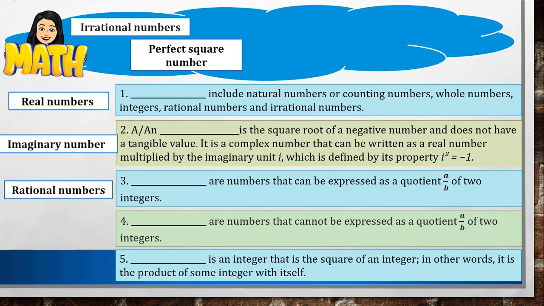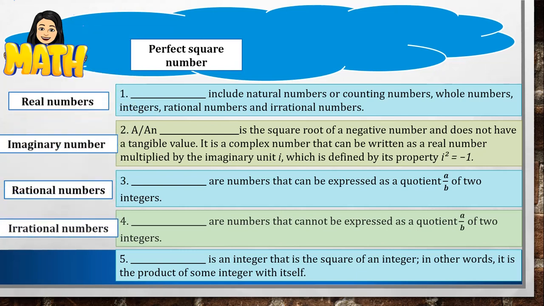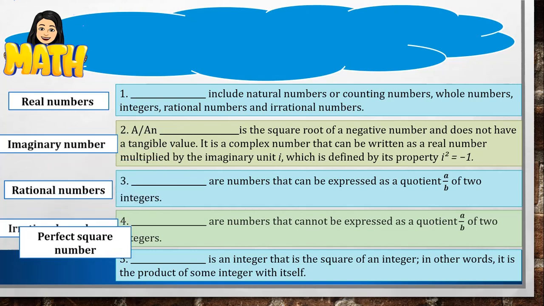Next, number 4. Blank are numbers that cannot be expressed as a quotient a over b of two integers. The answer is irrational numbers. And the last one, number 5. Blank is an integer that is the square of an integer. In other words, it is the product of some integer with itself. The answer is perfect square number.